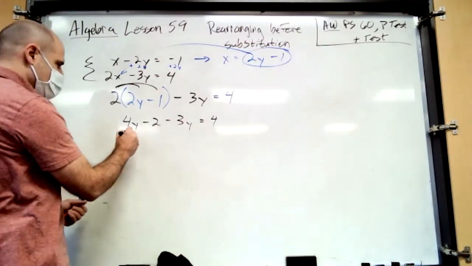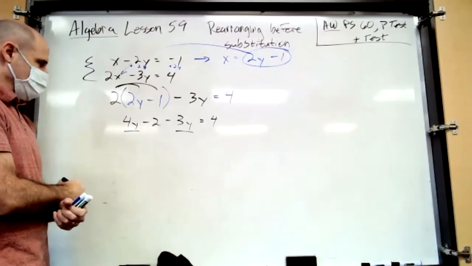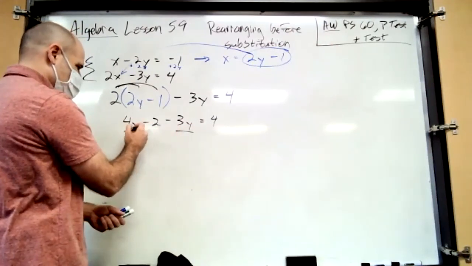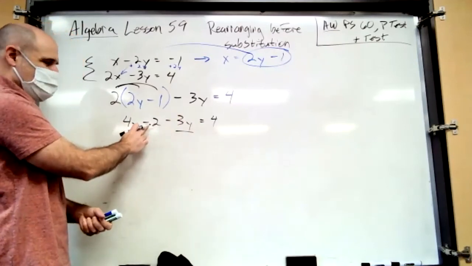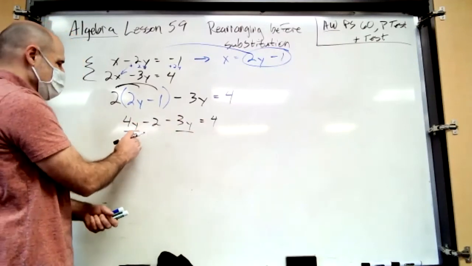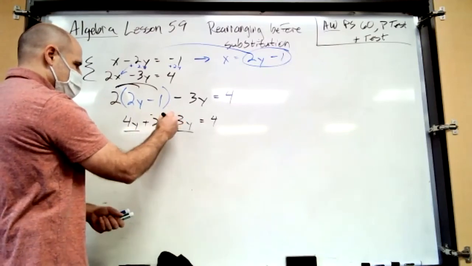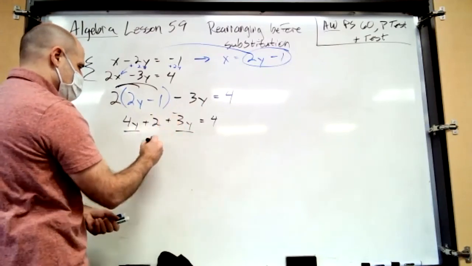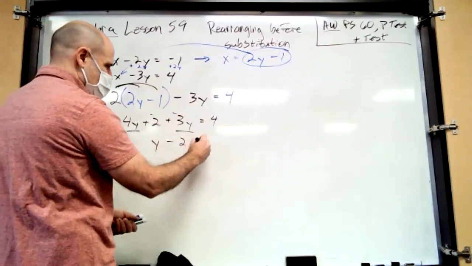Combine like terms. So I've got this. What does this combine to? Just y, right? 4y and negative 3y. Remember, this minus only has to do with the 2. So 4y and negative 3y, if it helps, you can do this, right? So you got y minus 2, or plus negative 2, equals 4.